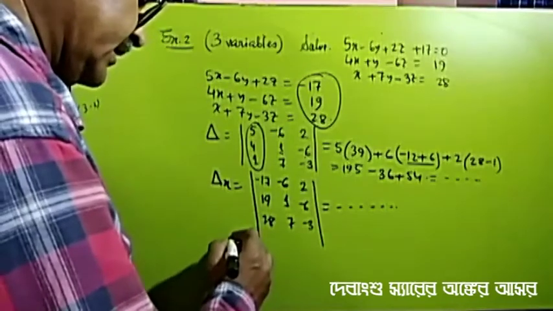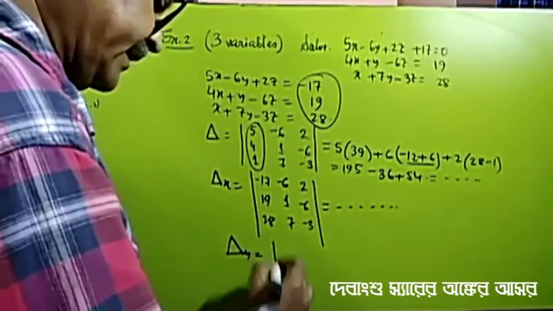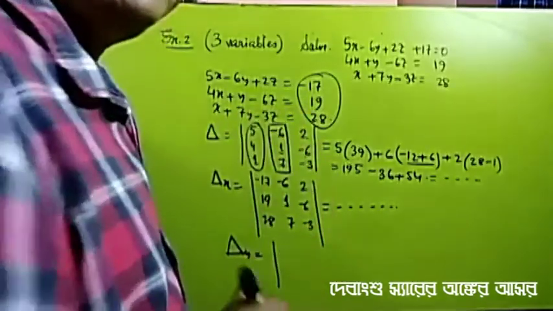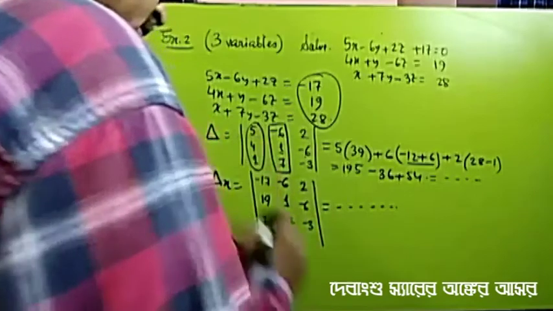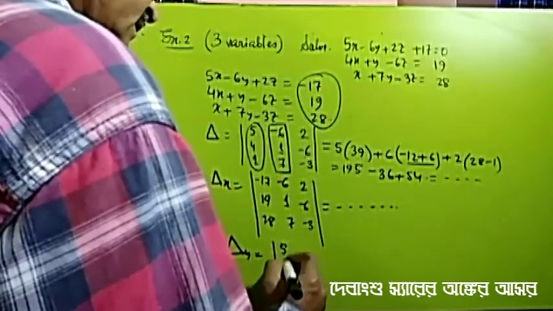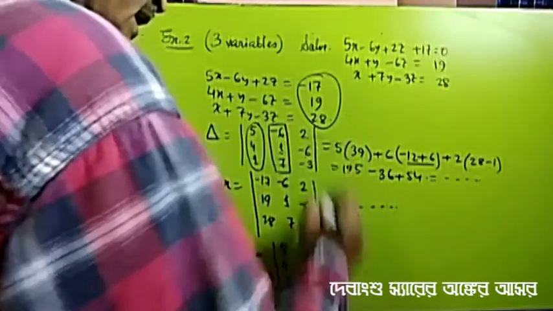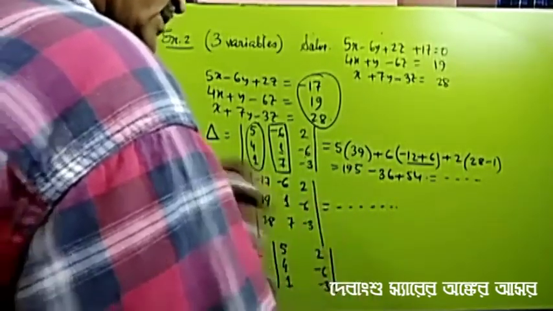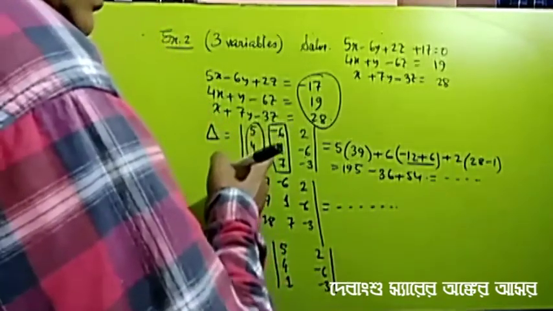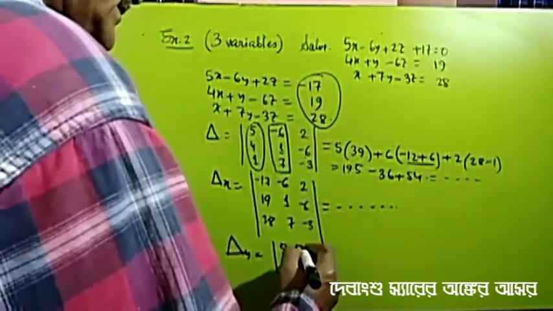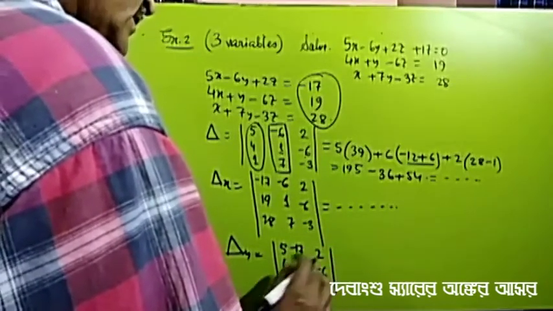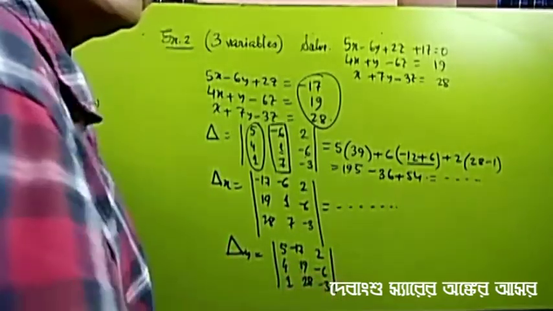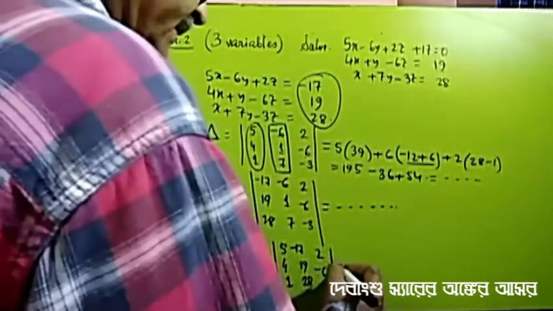Similarly, delta y is obtained by eliminating the coefficient of y from delta, keeping all other coefficients the same. 5, 4, 1 and 2, minus 6, 3, minus 3 remains unaltered. Only minus 6, 1, 7 is replaced by minus 17, 19 and 20. And its value you can calculate.